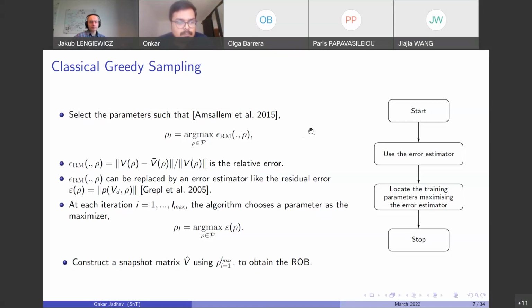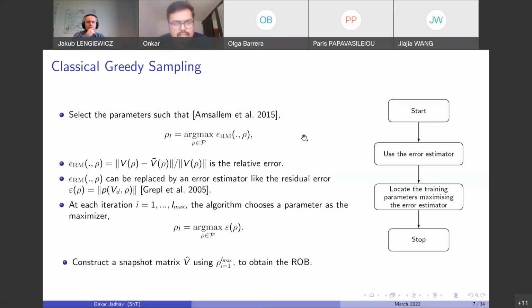However, there is one problem. This relative error entails the solution for the full order model, which is obviously computationally costly. And that's why it is usually replaced with some error estimator like residual error. So at each grid iteration, the algorithm chooses a parameter group that maximizes the residual error. And once we have enough parameters, we can construct a snapshot matrix and compute a reduced order basis by computing the truncated singular value decomposition of our snapshot matrix, as I explained before.